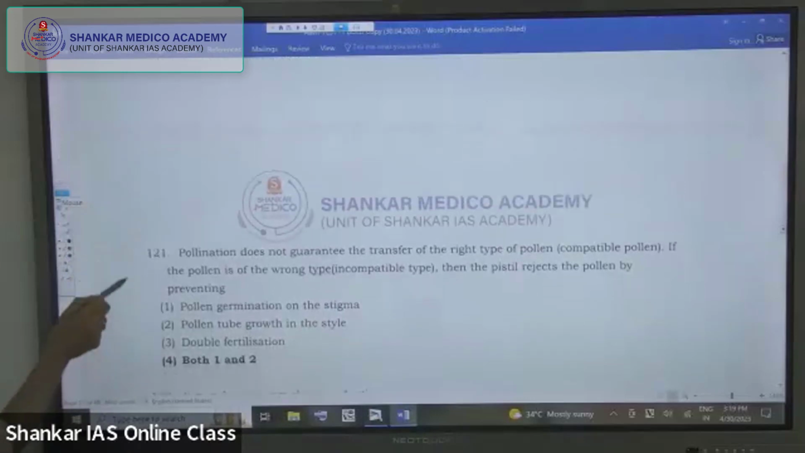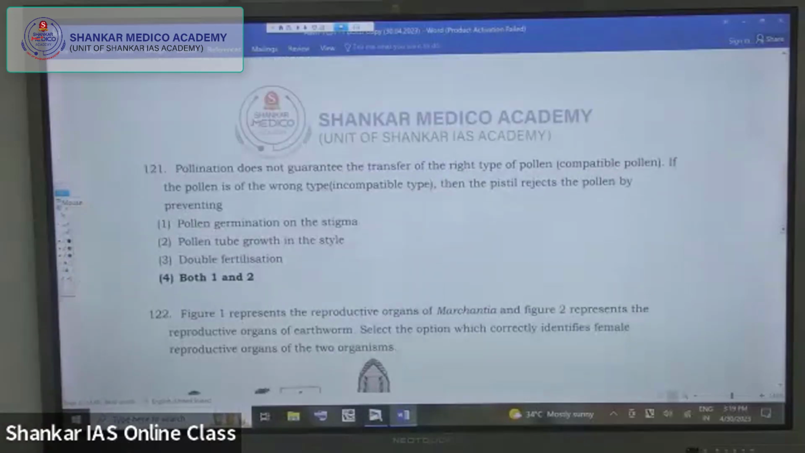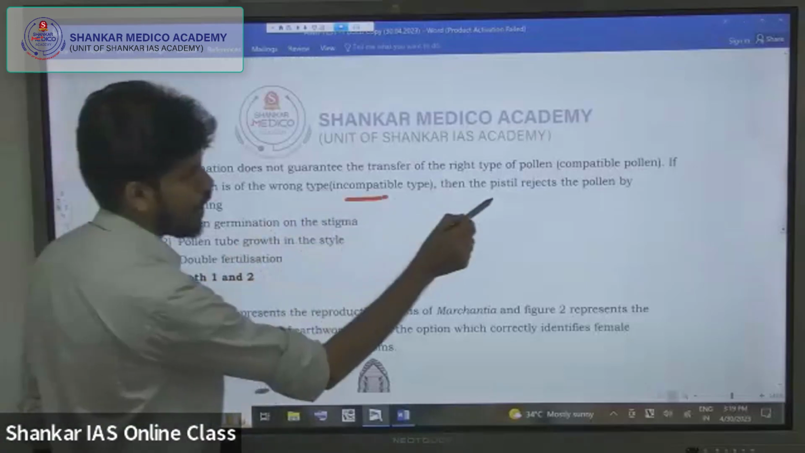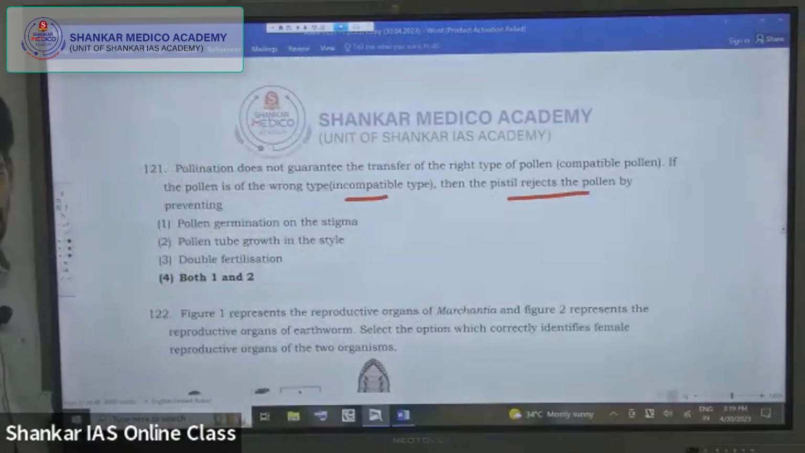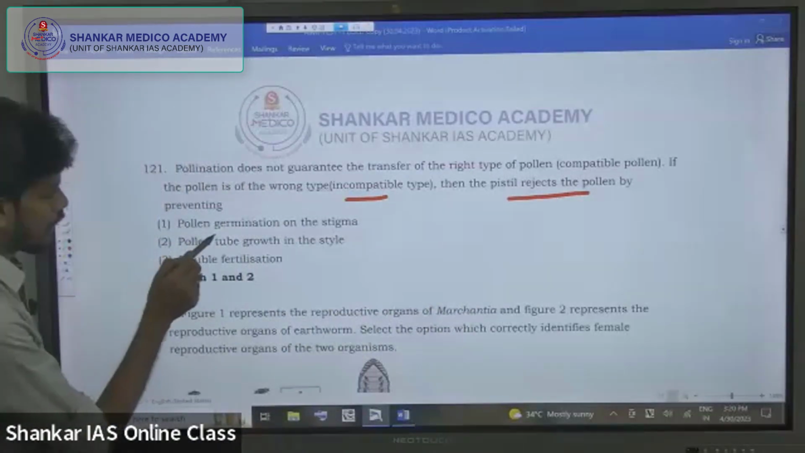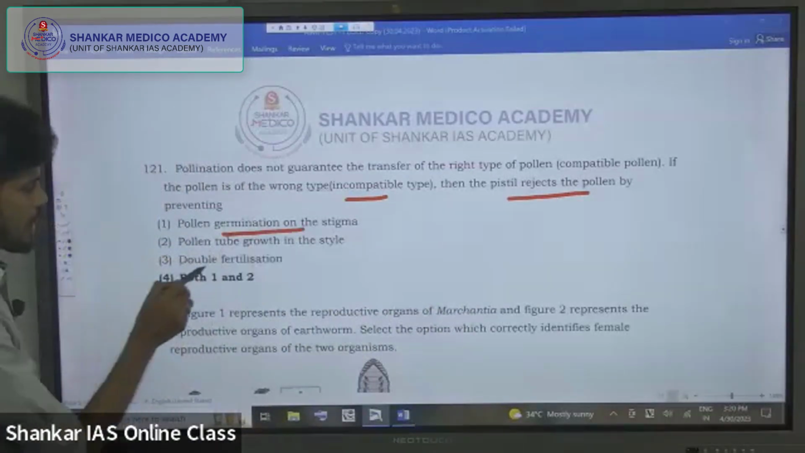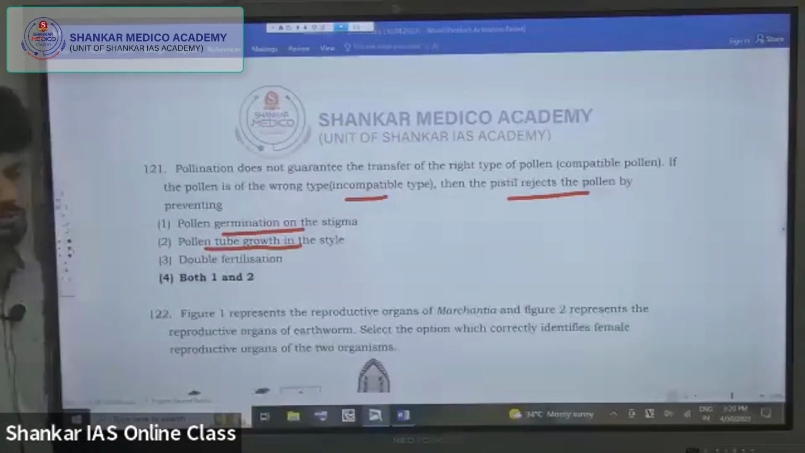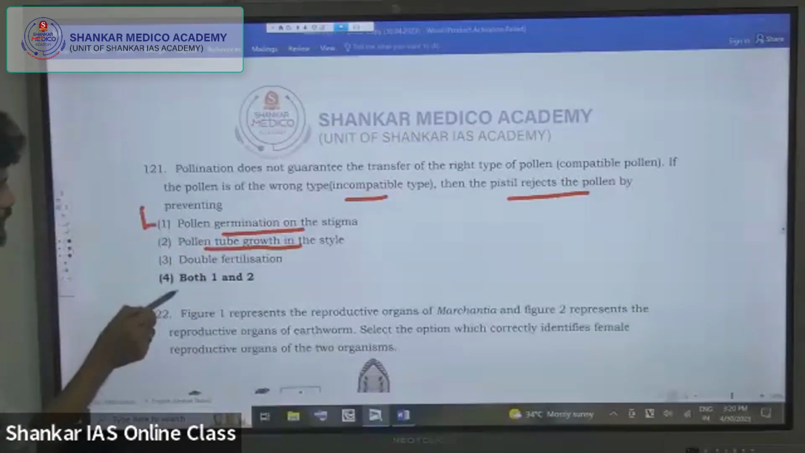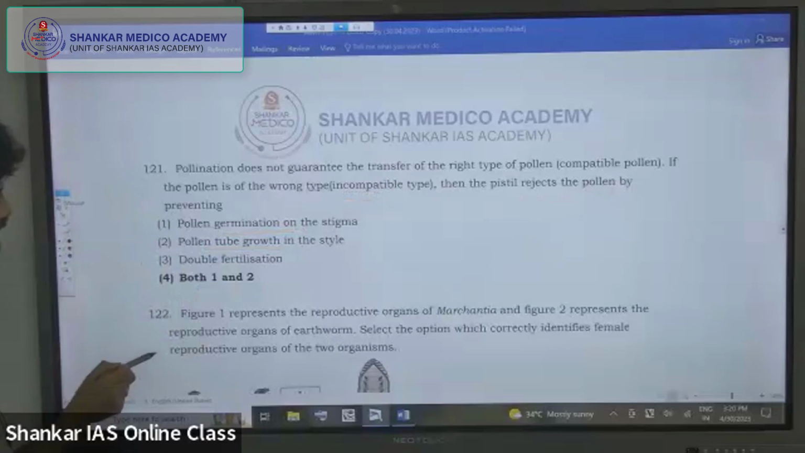Then pollination does not guarantee the transfer of the right type of pollen. If the pollen is the wrong, incompatible type, how will the pistil reject the pollen? It will prevent the pollen germination on the stigma and it will prevent the pollen tube growth in the style. So both ways it will be prevented. So both 1 and 2 will be the correct answer.